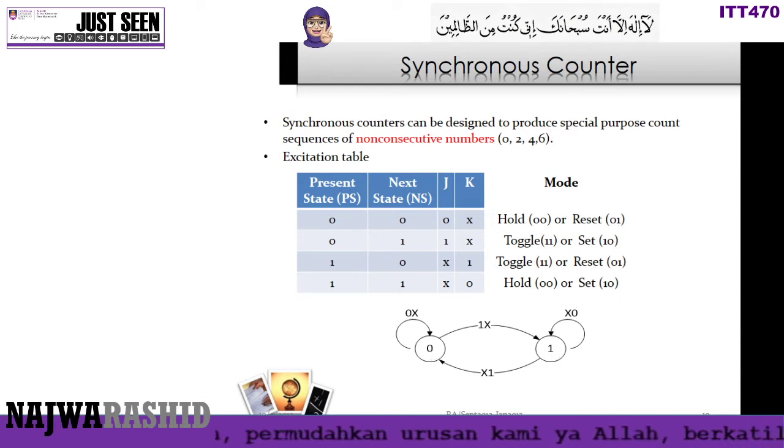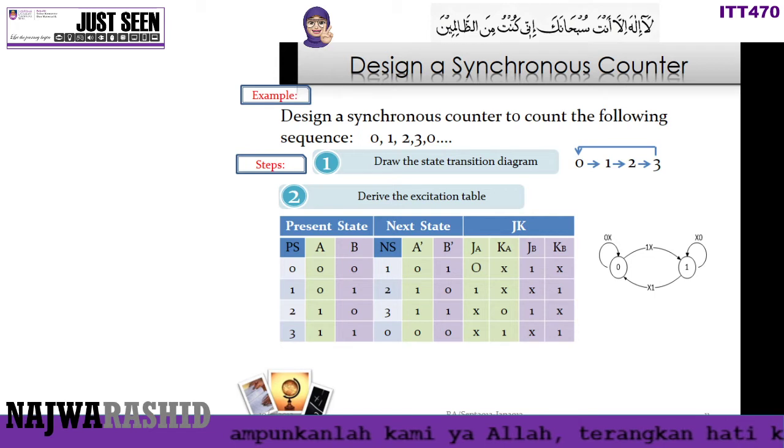So the mode, or the value of J and K, is identified based on these conditions. The present state and the next state will determine the value of J and K, either 0X, 1X, X1 or X0. So let's look at this example.